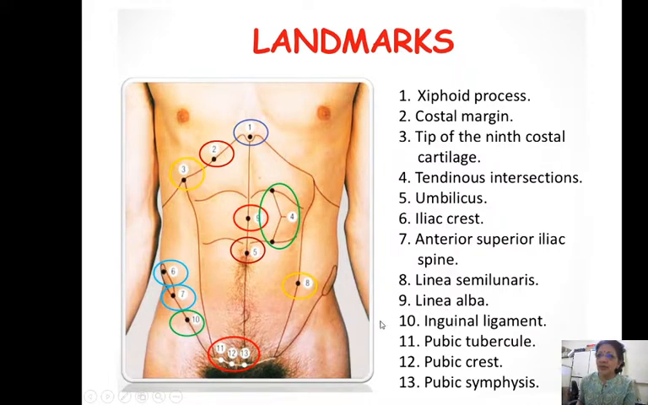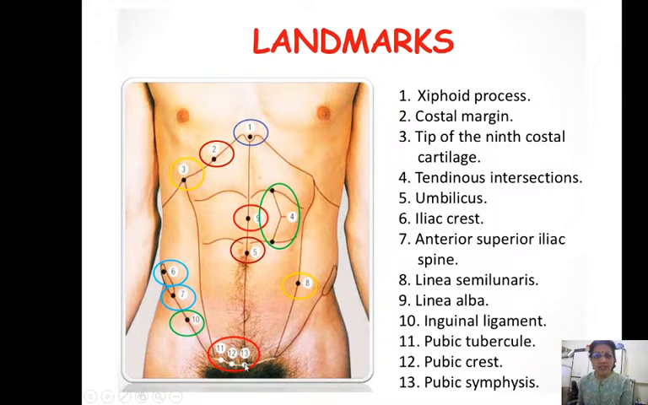Then you have the inguinal ligament, which is stretching from 7 to 11. This number 10 is the inguinal ligament. I told you about it in the previous picture. Then you have the pubic tubercle. Here, it is a bony landmark. It is palpable, usually not visible. A pubic crest, that is also palpable. And a pubic symphysis, which is the midline point for the linea alba to insert into.